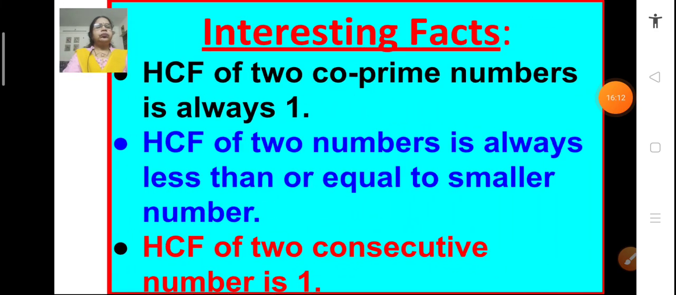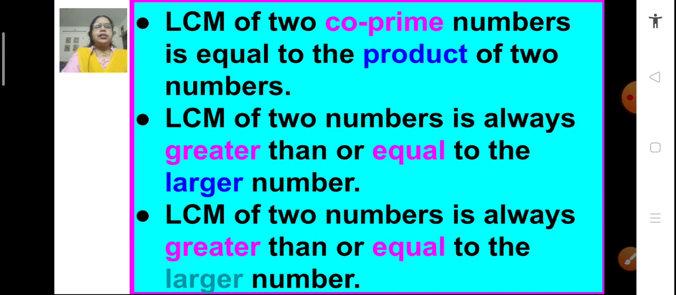Now let us learn some interesting facts about the HCF and LCM. HCF of two co-prime numbers is always 1. Then HCF of two numbers is always less than or equal to the smaller number. And the HCF of two consecutive numbers is 1.